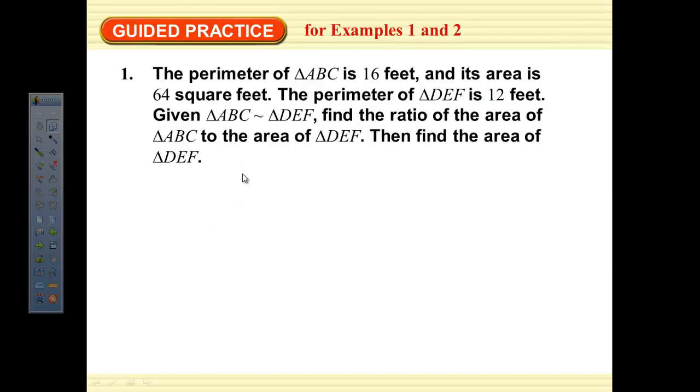Okay? And here's another one. We're given the perimeter of triangle ABC is 16 feet. Its area is 64 square feet. And the perimeter of the other one is 12. We want to find the ratio of the areas, and we want to find the area of DEF.